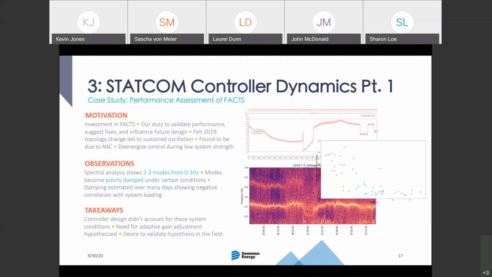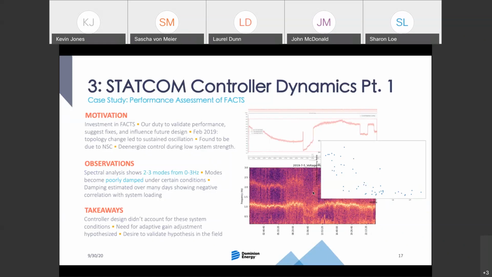So it's our job to observe their performance and understand if they're working correctly. So in this case, we were able to observe some modes of oscillation that we identified as correlated with loading in the area. And so we realized that the absence of an adaptive gain controller from the StatCom controller caused this behavior.